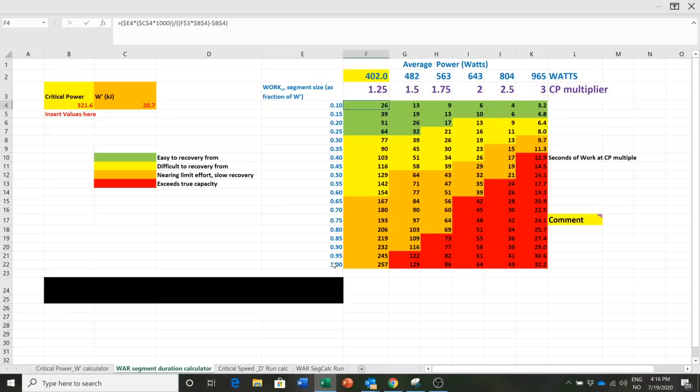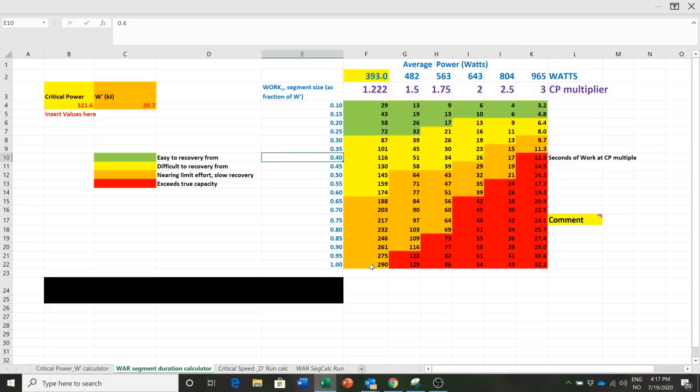Now, according to this calculation, at 402 watts I could hold that for about 4 minutes, a little bit longer, 4 minutes and 17 seconds. So I'm going to play with this a little bit because I just tested it, and my 6 minute power is 393 watts. So I fudged this to give me that value. It says that based on a W prime of 20.7 kilojoules, I should be able to hold 393 watts for 290 seconds. That's 4 minutes and 50 seconds. Well, I can actually hold it for 6 minutes. So something's not quite fitting here.